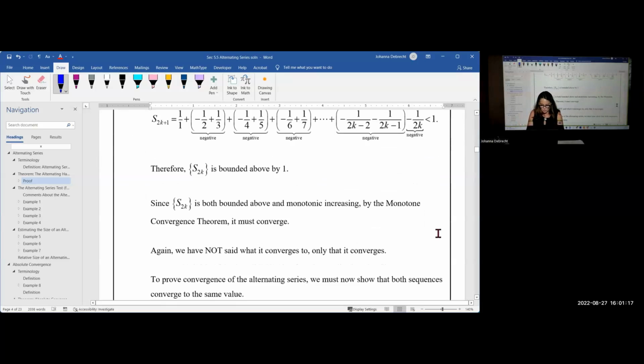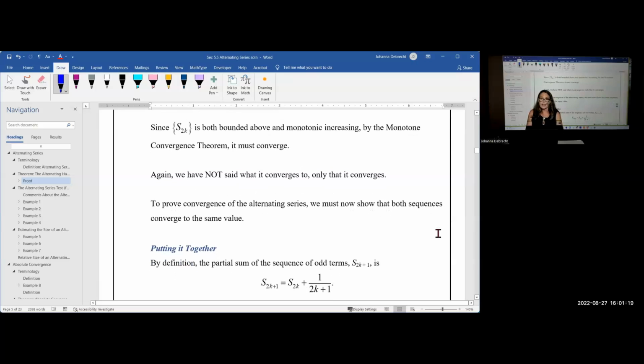So what have we done? Well, we've just shown that s sub 2k is bounded and monotonic. So by the monotone convergence theorem, it must converge. So again, I'm not saying what it converges to, which is a little bit of a problem because we need them to converge together to the same thing to prove that the alternating harmonic series converges.